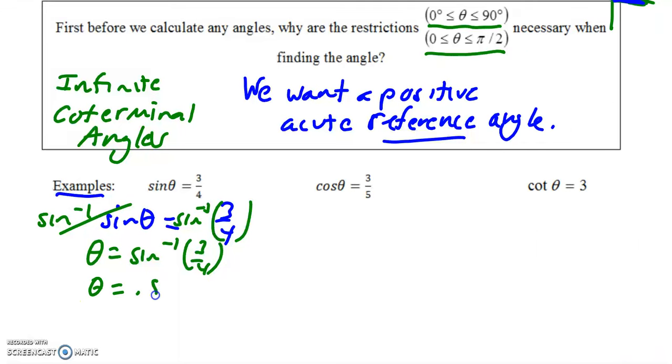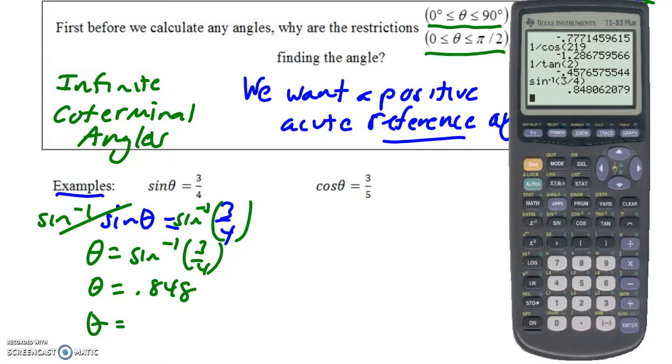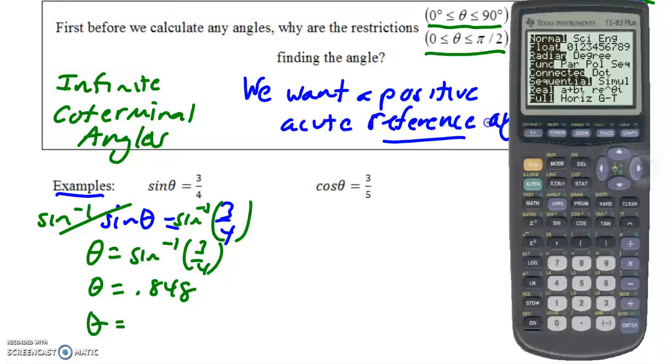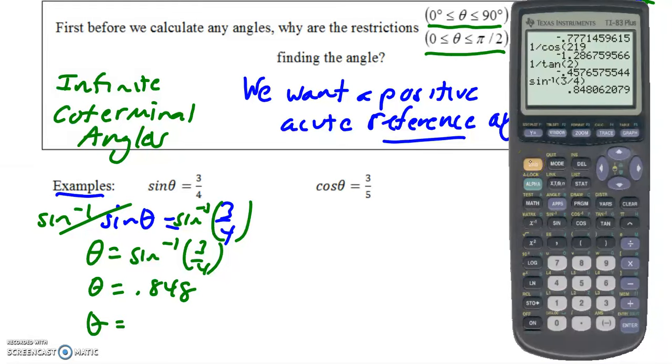Theta equals 0.848. Now, if I want to find my angle in degrees as well, there's actually a nice little trick on the calculator. If you go to mode and then change to degrees first, press enter, and then clear. And then you press second, and then above enter down here, entry. It repeats what you just typed in, but now your calculator's in degrees.